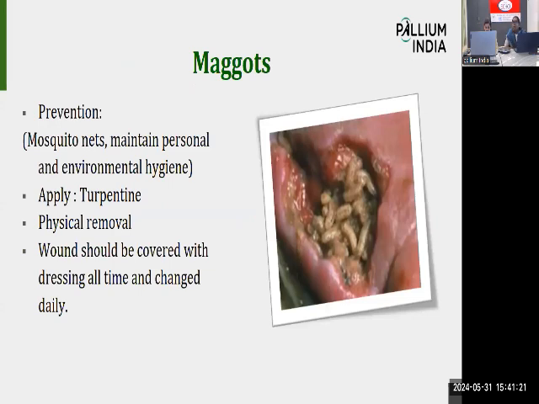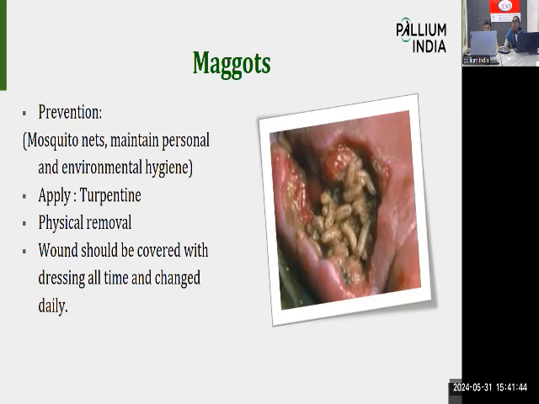So coming to the maggots, you all know how maggots come? Because of the house flies. So always try to prevent maggot formation. Use mosquito nets, or cover the wound all the time. That way we can prevent maggot formation.